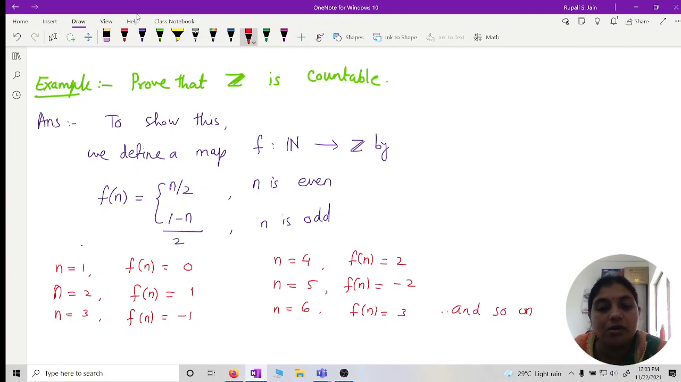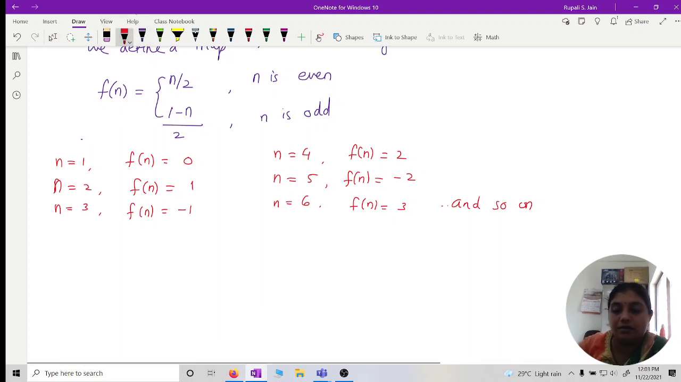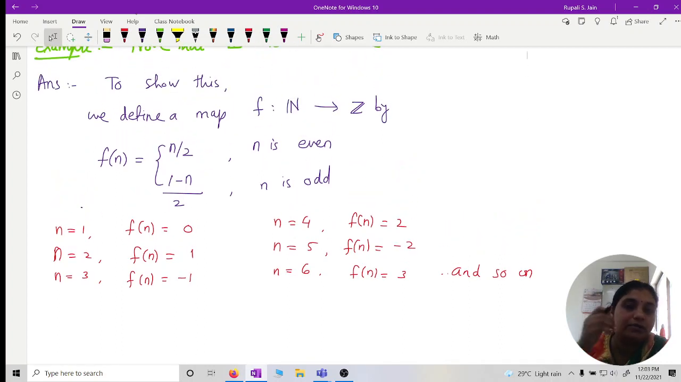So we can have all integers, right? With the help of natural numbers, we can find all integers here. So now we want to prove this map is bijective. If we show this map is bijective, then we can say that Z is equivalent to N, or N is equivalent to Z. So how can I show this map?